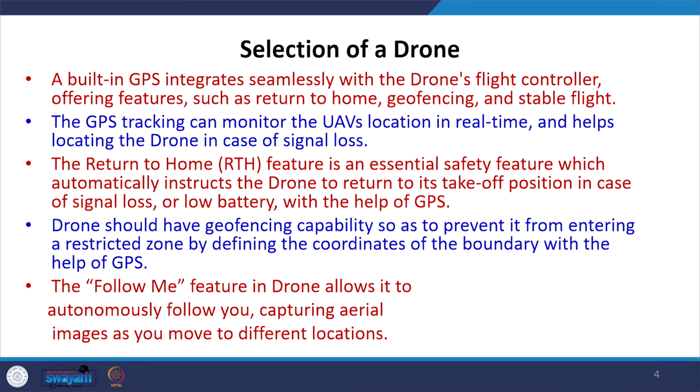The drone should also have geofencing capability, which we will learn a little later. It keeps the drone from entering a restricted area, as there are certain zones where drones should not fly. There is also a feature called follow me, which allows the drone to autonomously follow you, capturing aerial images as you move to different locations. So once we know the important, salient and essential features, then we can make the right selection of the drone system.